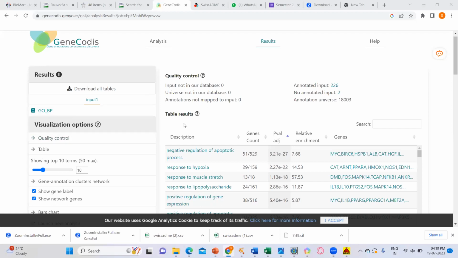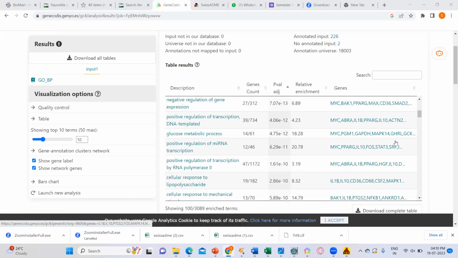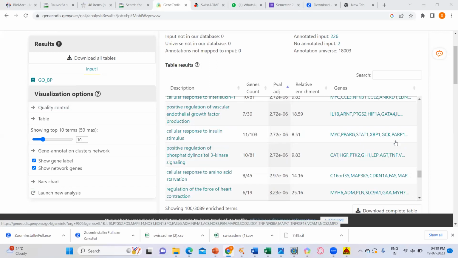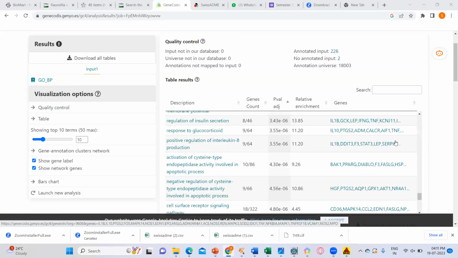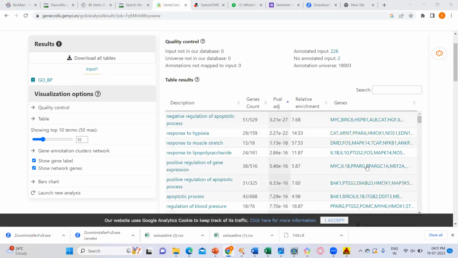So this is the GO pathway I've run here. These are the genes that are obtained after that. We have to search each and every column over here, and the genes are obtained from each column in numbers, and these genes are further sorted and pasted in the KEGG analysis.